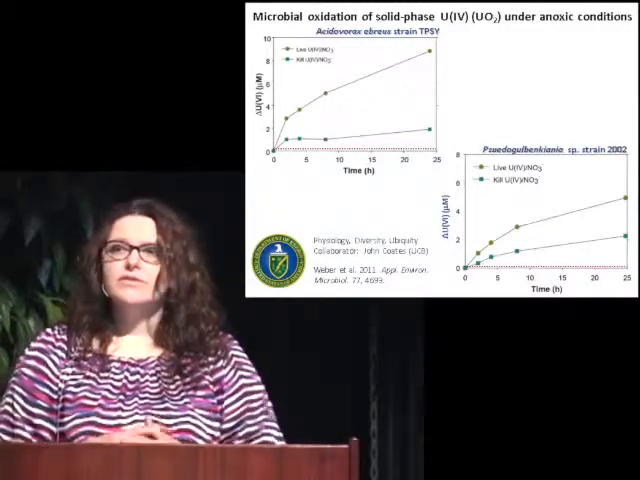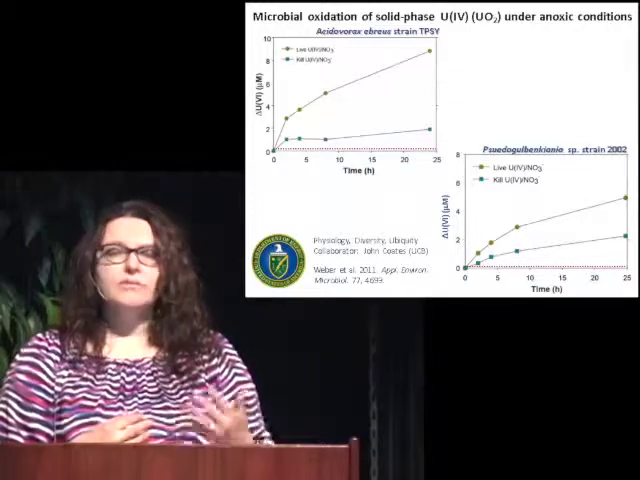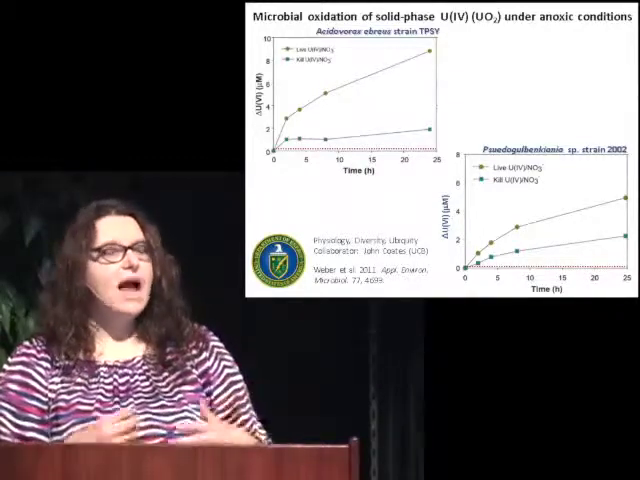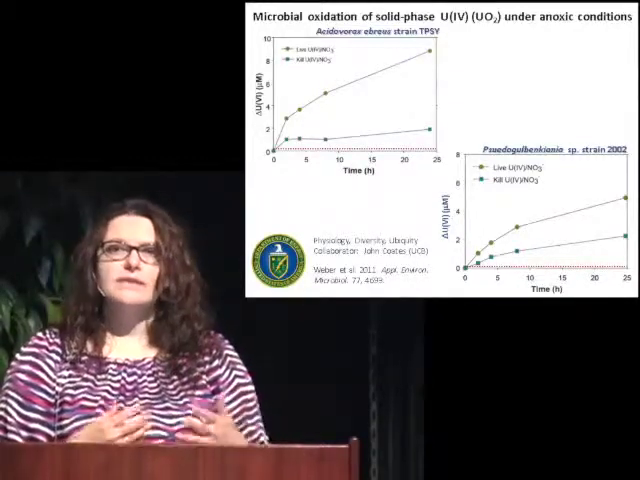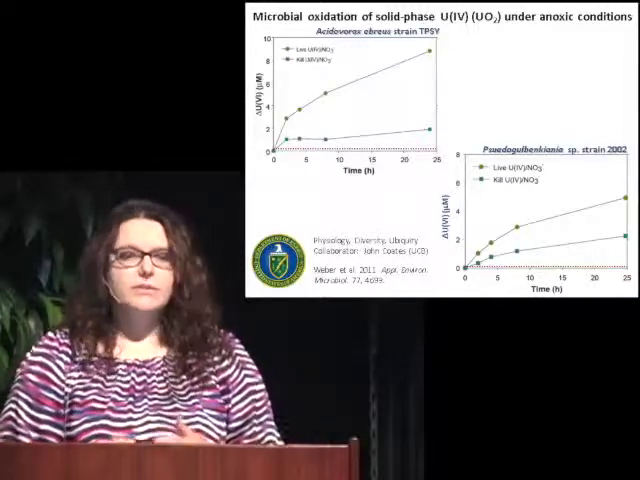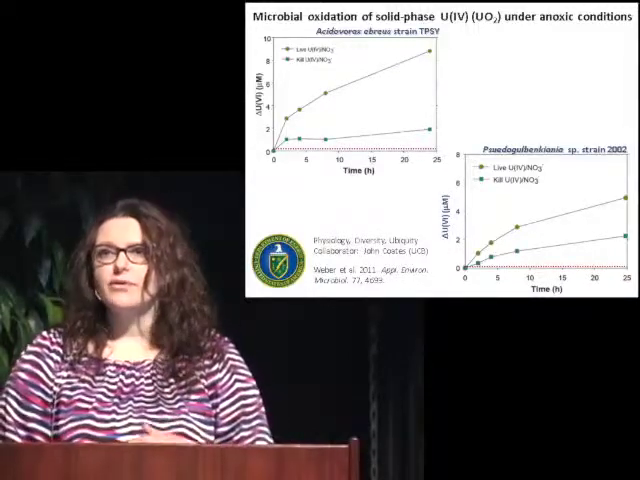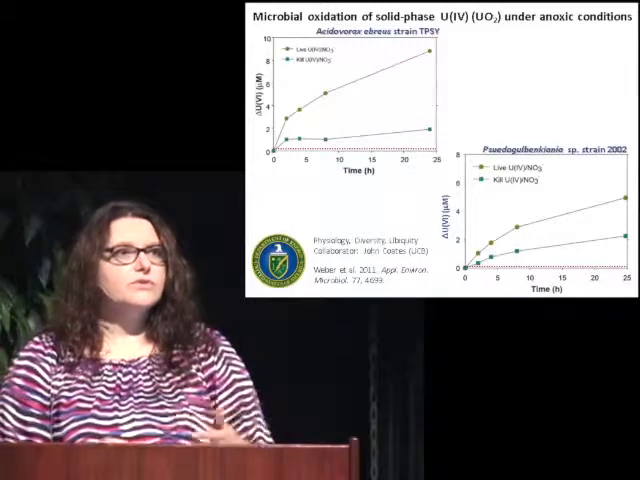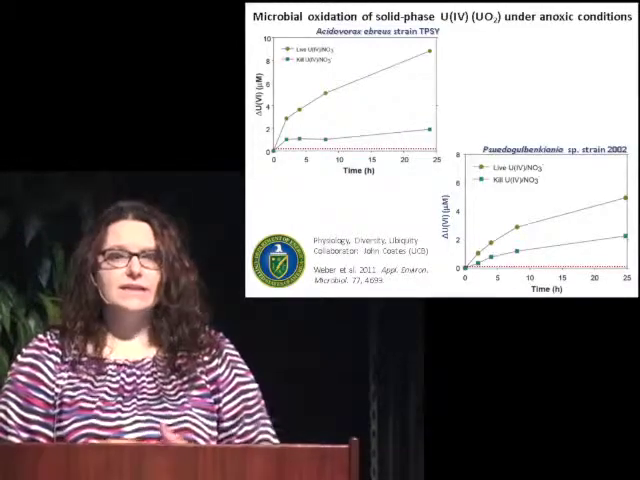So I've tested two different organisms that I isolated that were originally isolated as nitrate-dependent iron oxidizing organisms. So these are organisms that can oxidize iron as well as reduce nitrate. And I tested them for their ability to also use reduced uranium as an electron donor.